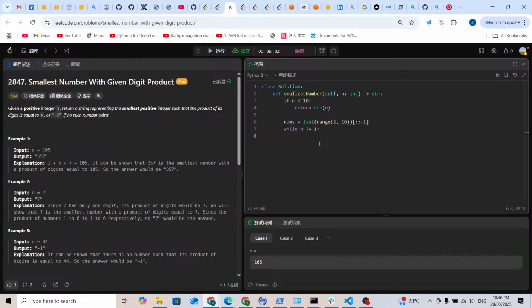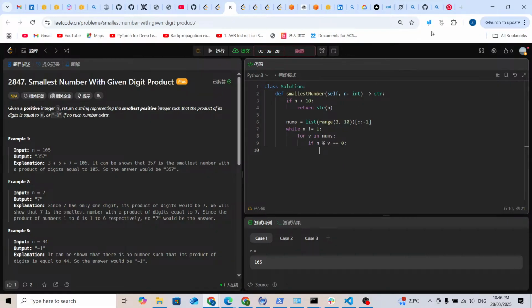So now we need to check from the maximum number to the smallest number. So let's say for v, this means it's going to be another number for v in nonce. I just need to have a check. So for n modular v equal to 0, yeah, this means it is possible.